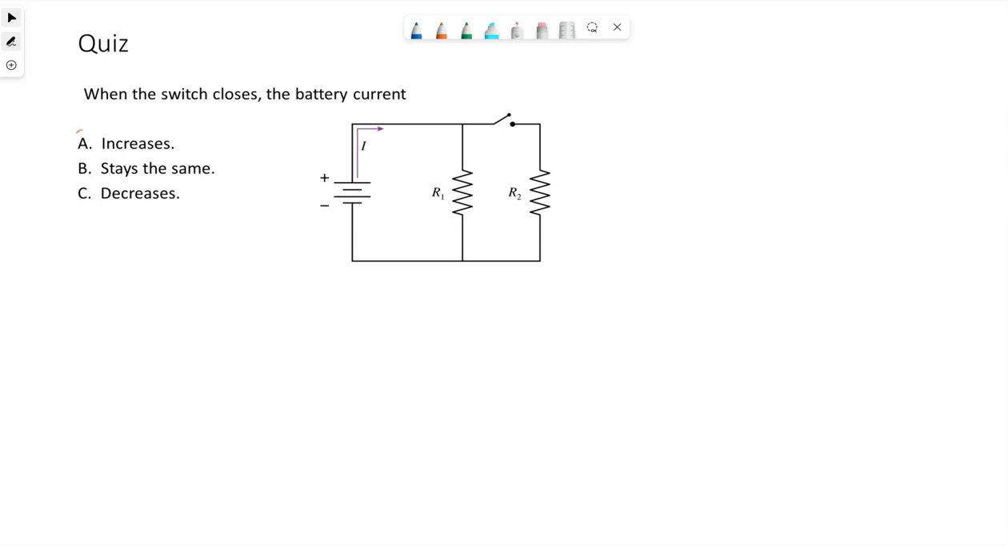The correct answer is A. The current changes because the equivalent resistance of the circuit changes. Before the switch is closed, we may as well not even have R2 drawn. Our circuit is the battery and resistor 1. Having the switch open up here makes it so there is not a complete path for charges to take. And so no charges will come this way. So no current will flow to R2 when the switch is open.